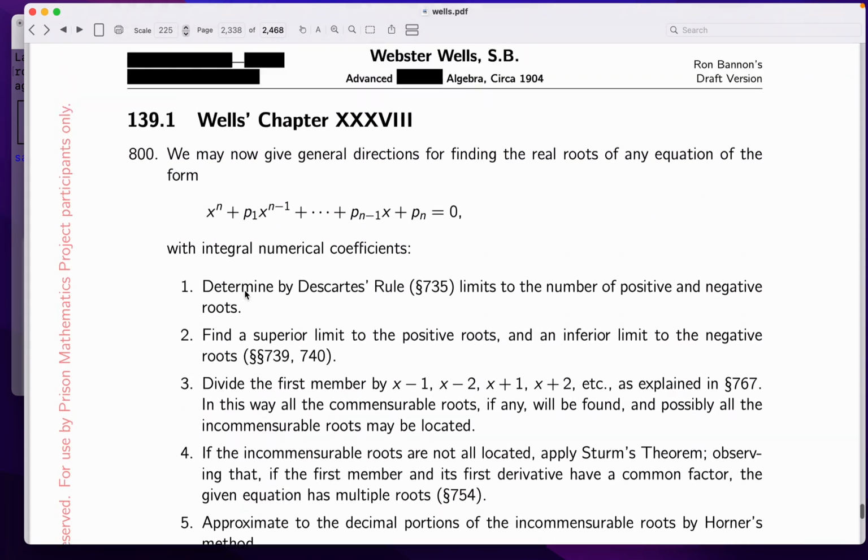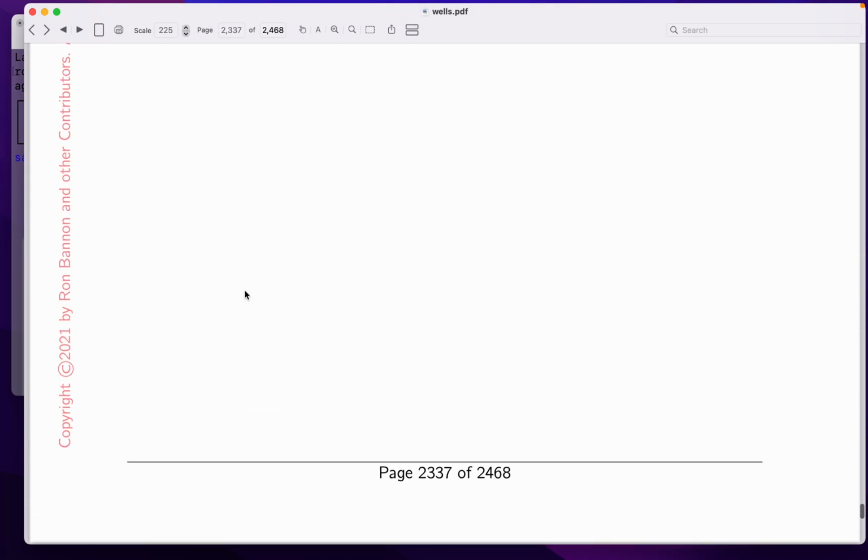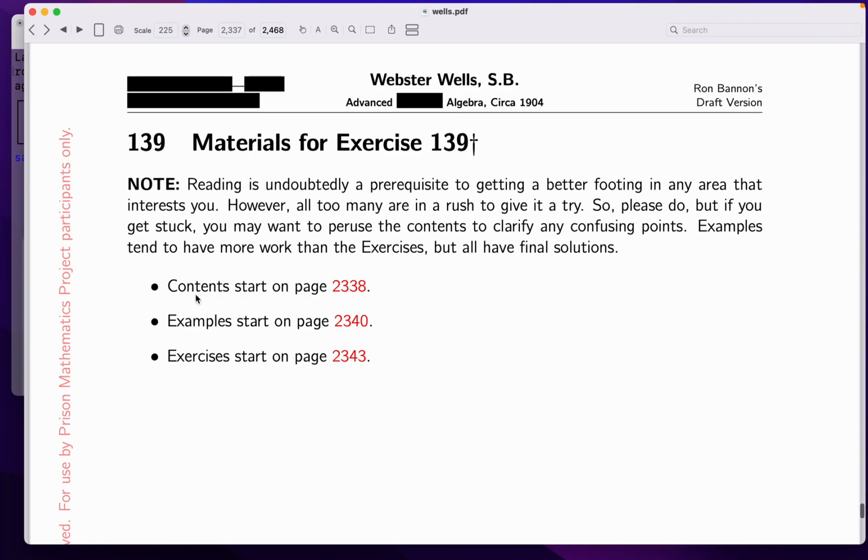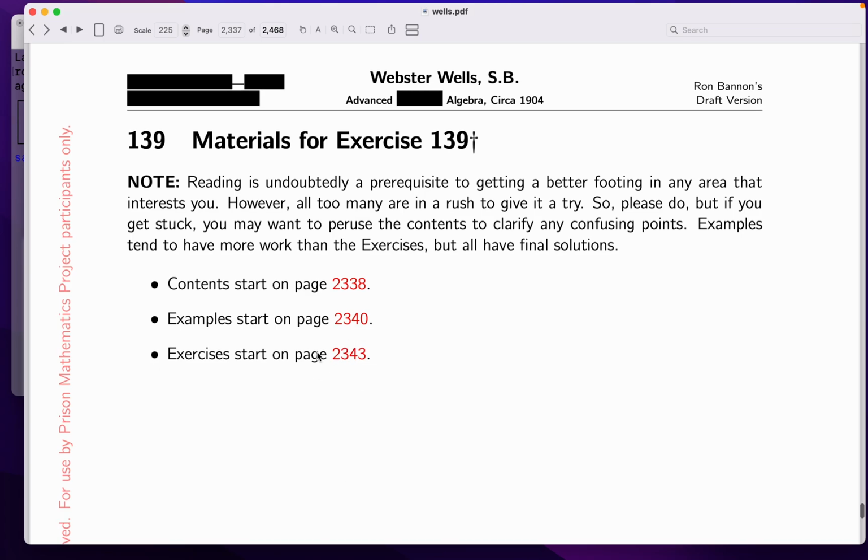Section 139, I believe. Just to go over it again, you've got the contents over here. Make sure you read through the contents, look at the examples, and attempt to do the exercises. Again, my name is Ron Bannon.